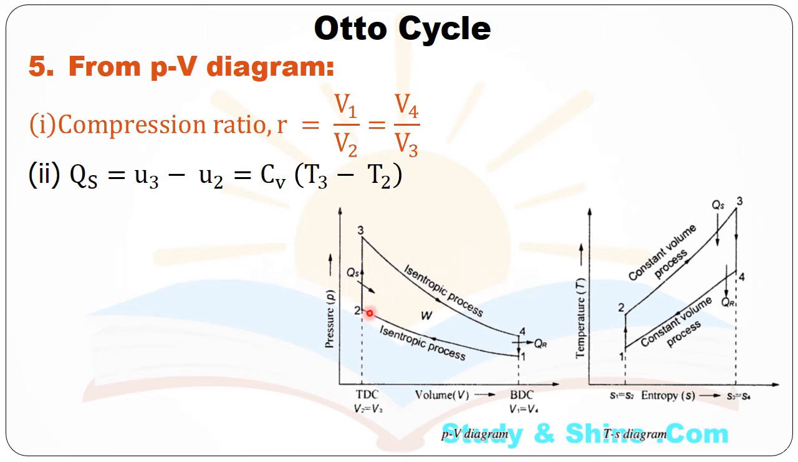Now the heat is transferred to the working fluid. Qs is taking place during the constant volume process between state 2 and 3. Therefore, Qs is U3 minus U2, which is constant volume, and therefore Qs is equal to Cv times T3 minus T2. Similarly, heat is rejected by constant volume process 4 to 1, which is U4 minus U1 and is equal to Cv times T4 minus T1.